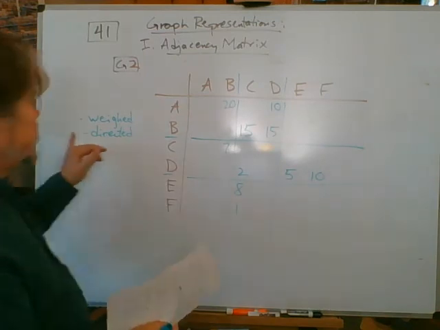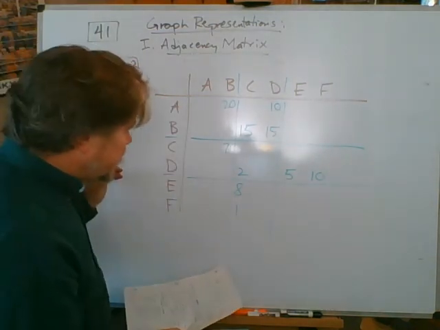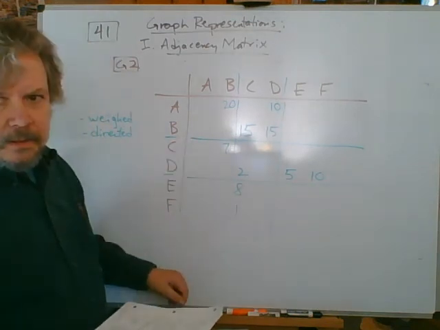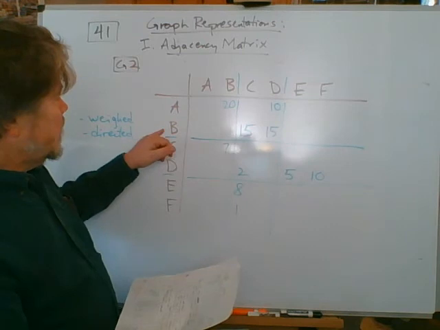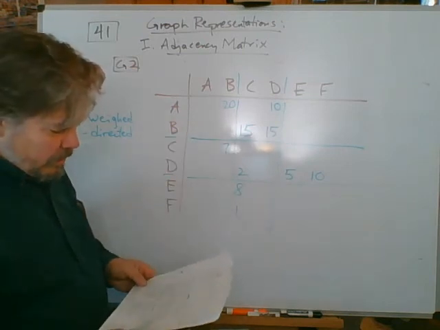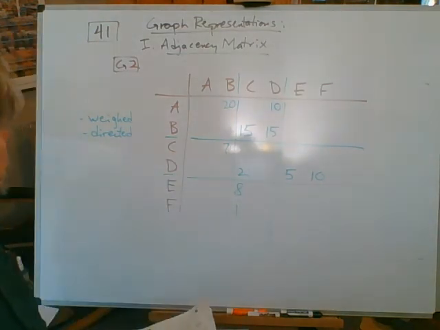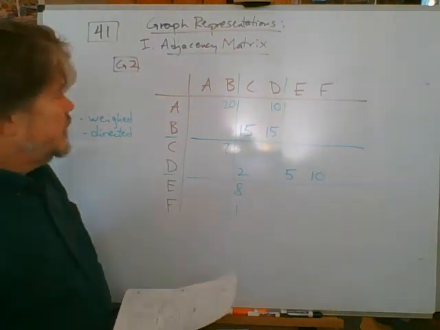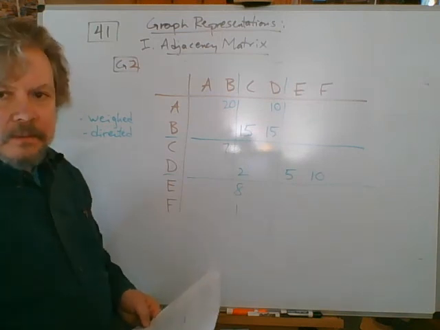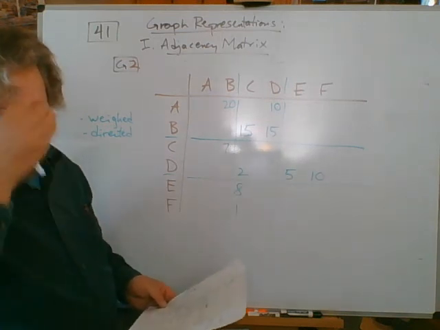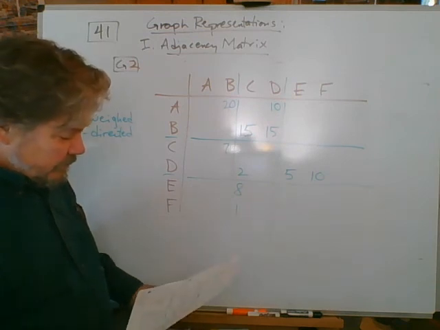Now, since it's weighted, we've got numbers rather than Booleans. Since it's directed, it is not symmetric. So there is an arc from A to B, yes, but there is not one from B to A. So I can't go back and forth that way. There you have it. Two different adjacency matrices where one of them is directed, weighted, and the other one is undirected, unweighted. And there are two other possibilities for orientation of the graph.